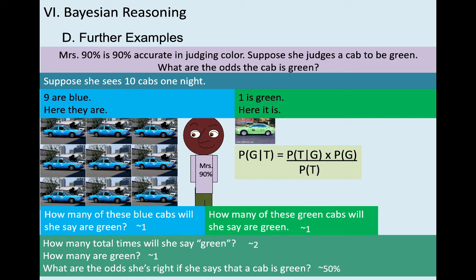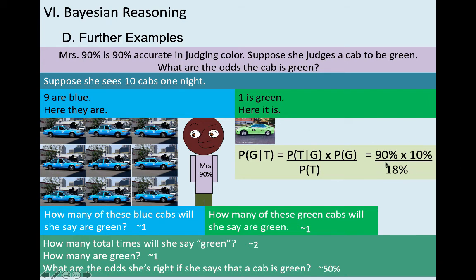You can do this by deploying Bayes' theorem. You want to know the probability that it's green given that she says it's green, and you would take the probability that she'll say it's green given that it is green. That's 90% because she's 90% accurate. You'd multiply that by the probability of it being green independent of her saying anything, and to find that, you just see how many blue ones there are and how many green ones there are. Well, only 10% are green, so that's going to be 10%.